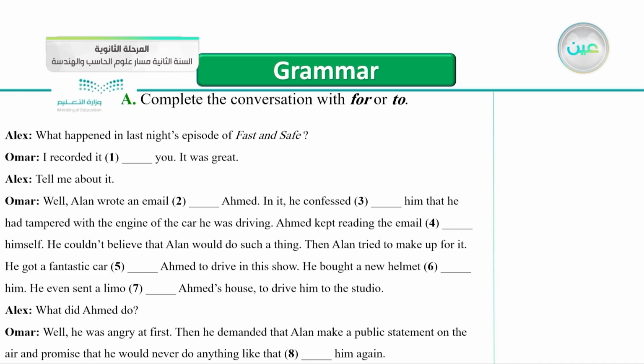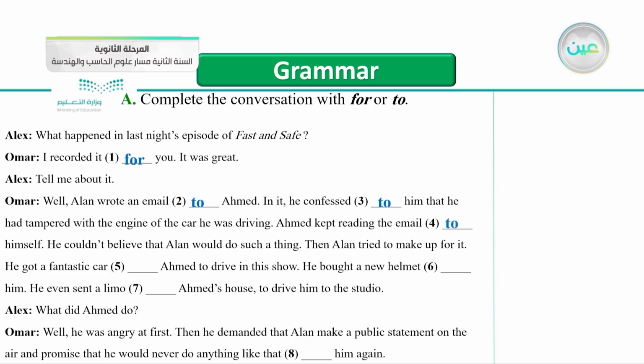Number one, I recorded it to you or for you. It was great. Yes, excellent. For you, as a help, as a gesture. Tell me about it. Umar, well, Alan wrote an email, Ahmed. Yes, very good, to Ahmed. So the email is going to Ahmed. In it, he confessed. Very good. He confessed to him that he had tampered with the engine of the car he was driving. Ahmed kept reading the email himself.